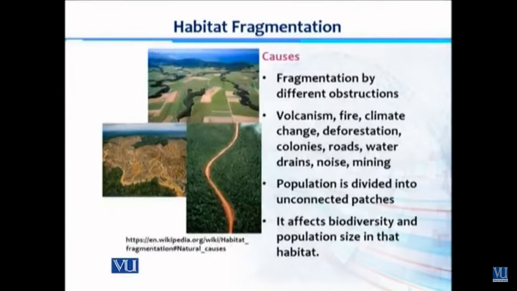So in habitat fragmentation, there are certain causes which are breaking up one large patch into smaller patches, and these causes are different kinds of obstructions. These obstructions could be natural, for example, volcanic eruption. That could be one obstruction. Bushfire, which happens naturally. Climate change could be a barrier too.